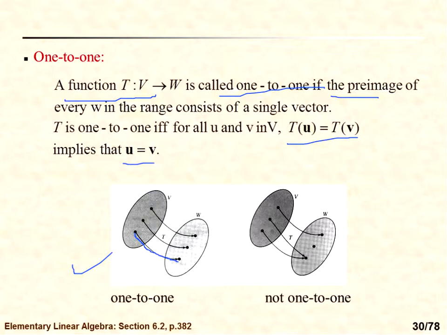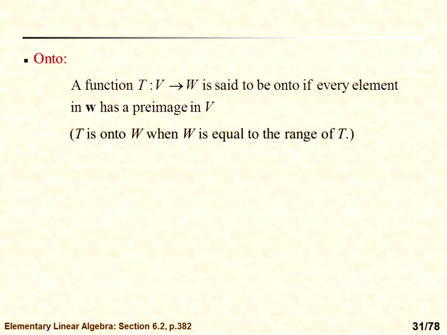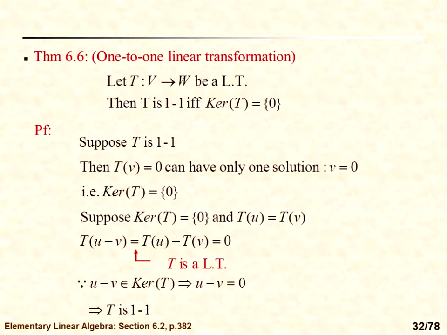Like this, it is a one-to-one function. Every u has a single image in W, but this one is not one-to-one because it has two images, so it is not a one-to-one function. Similarly, for an onto function: a transformation T from V to W is said to be onto if every element in W has a pre-image in V.